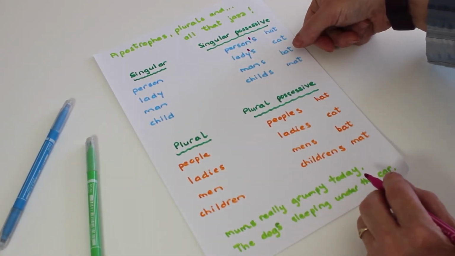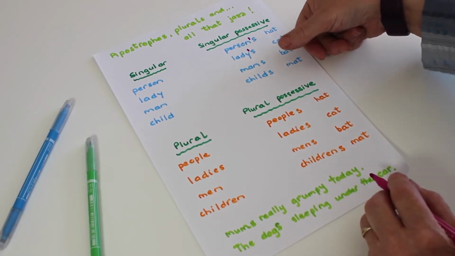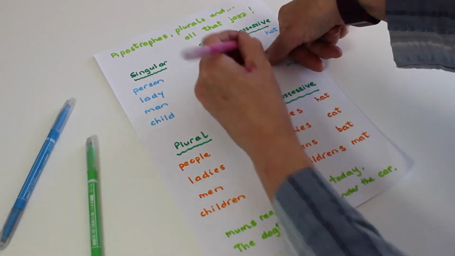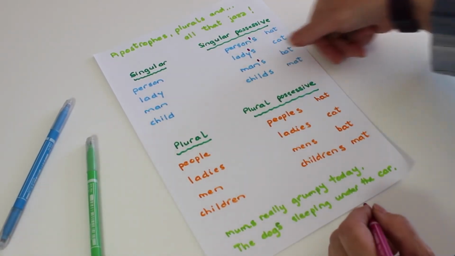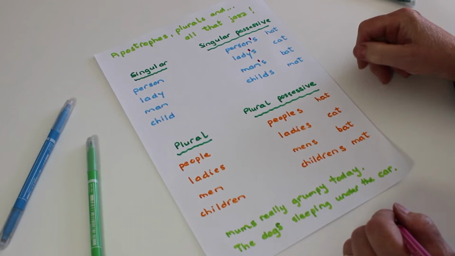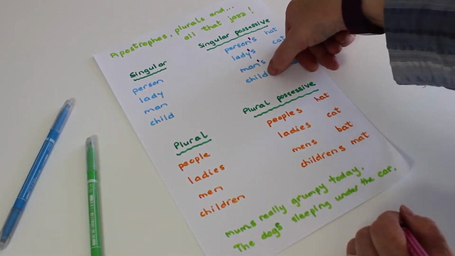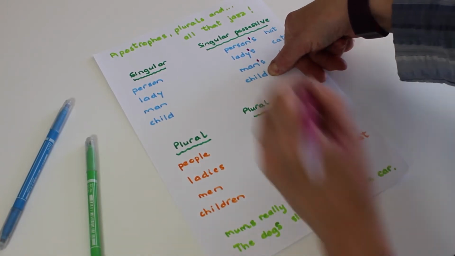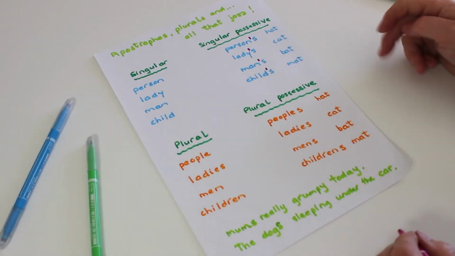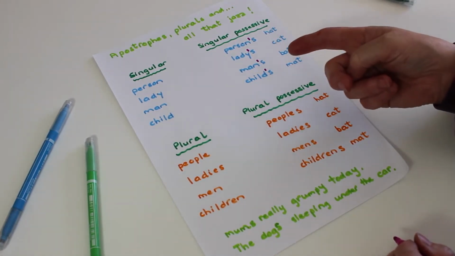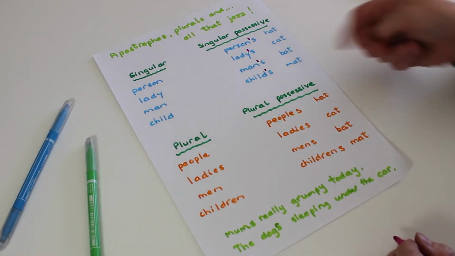Same applies for the bat. Who owns the bat? A man owns the bat. So I put my thumb down there after man and pop the apostrophe in there. Then who owns the mat? A child owns the mat. Same rule again, my rule of thumb, pop your thumb down there and pop the apostrophe in there. So much for where there's just one person or one thing owning another thing.